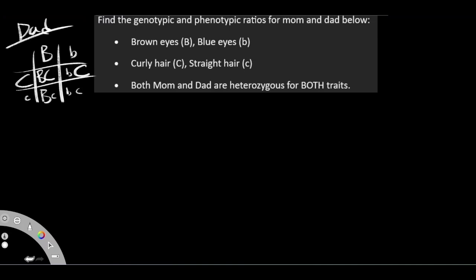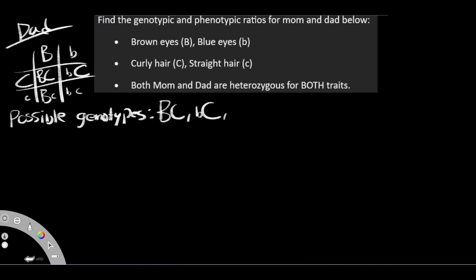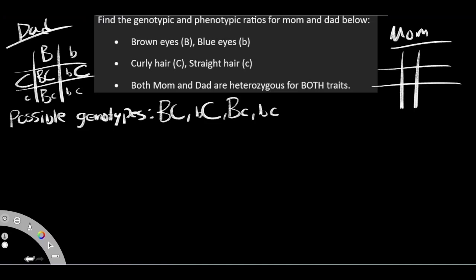So what are the possible genotypes for dad? All right, it's going to get very, very messy. You see how all of them are different, okay? So the possible genotypes for dad are big B, big C, small b, big C, big B, small c, small b, small c. Now let's get it for mom over here. So do another Punnett square. Mom is the same.